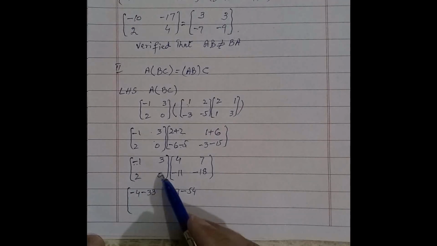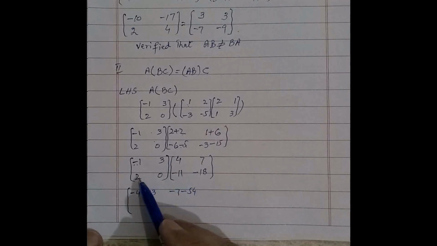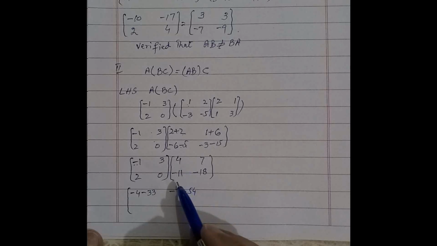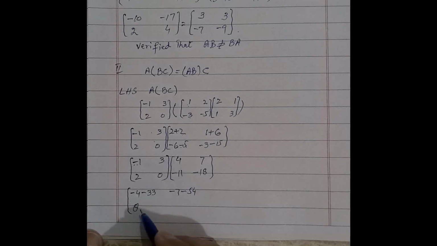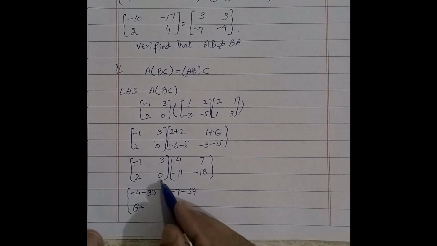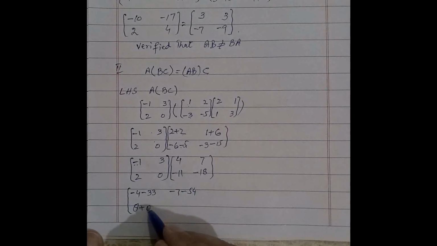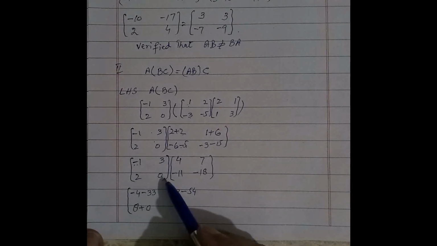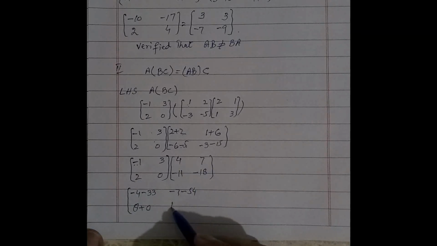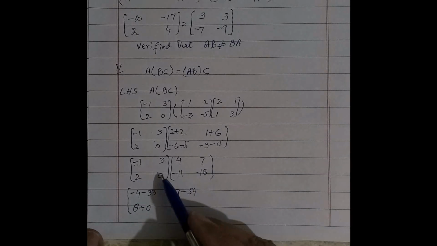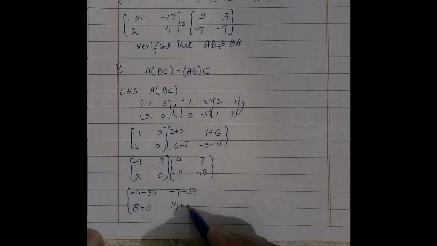And second row with the first column is 2 multiplied by 4 is equal to 8, plus 0 multiplied by minus 11 is equal to 0. Now second row with the second column is 2 multiplied by 7 is equal to 14, plus 0 multiplied by minus 18 is equal to 0.